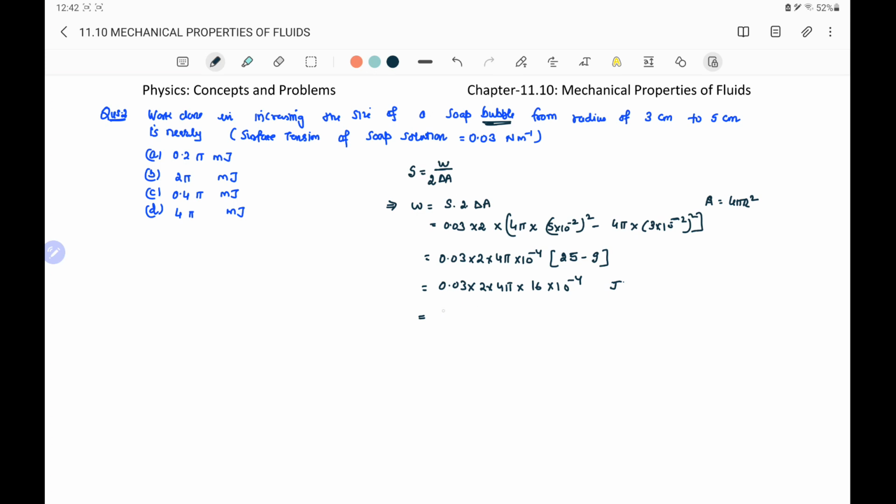So it will come 0.06 into 64 into pi into 10 to the power minus 1 joule, and further simplifying we will have the value is 0.4 pi millijoule approximately. Hence option C is the correct option.